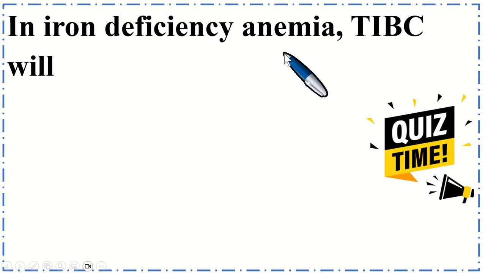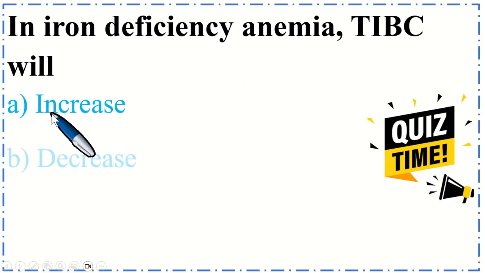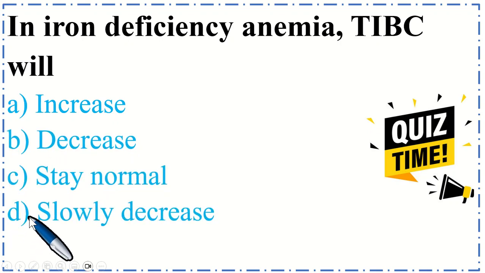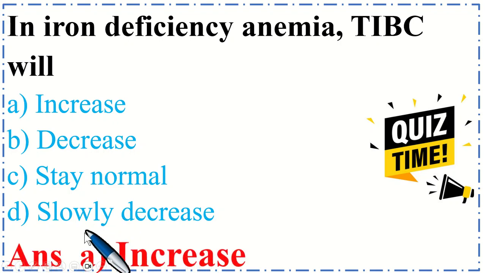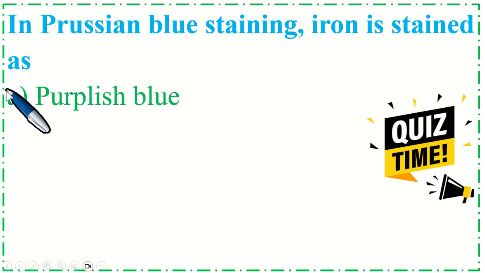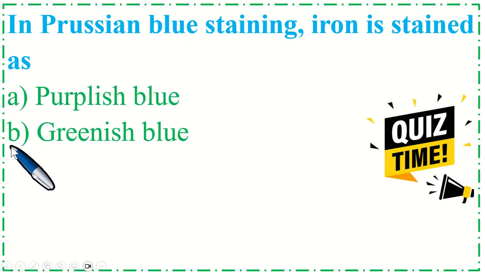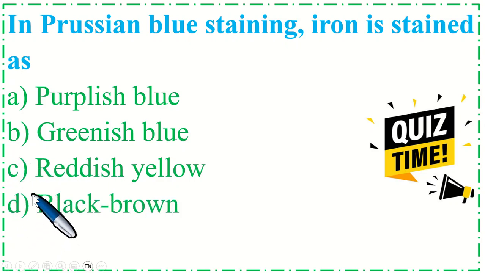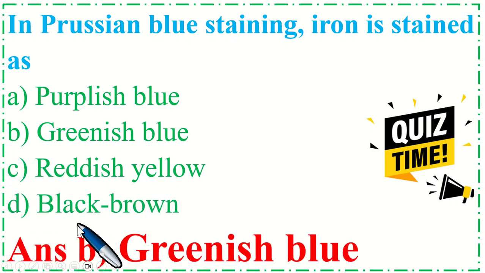In iron deficiency anemia, TIBC will option A increase, B decrease, C stay normal, option D slowly decrease. Correct option is A increase. In Prussian blue staining, iron is stained option A purplish blue, B greenish blue, C reddish yellow, and option D black brown. Correct option is B greenish blue.